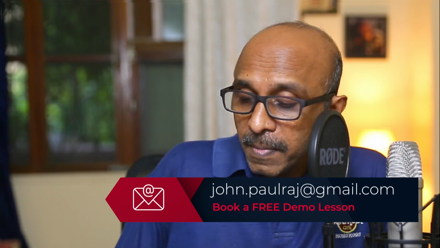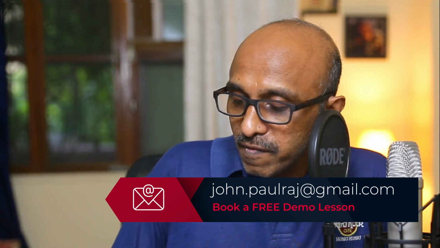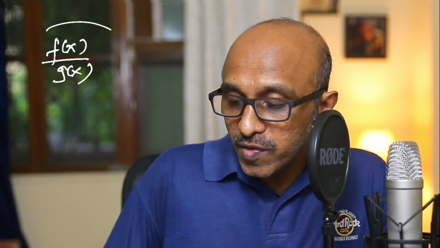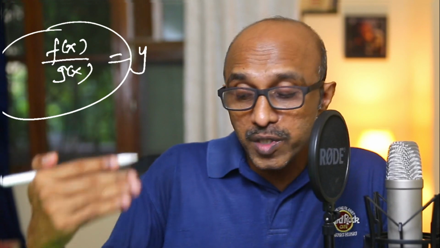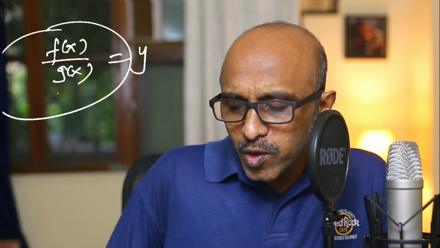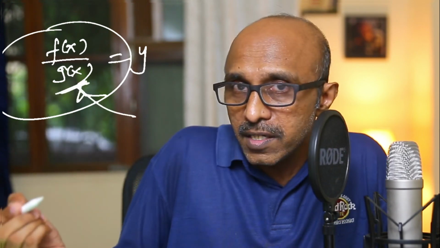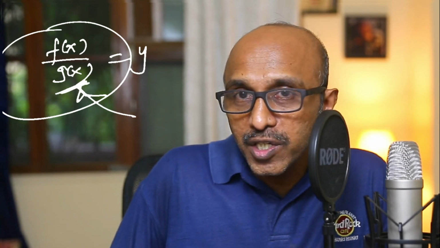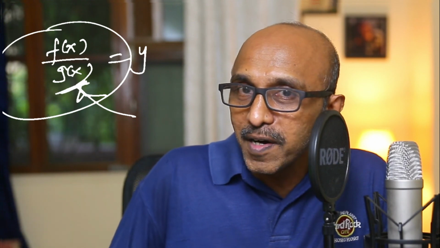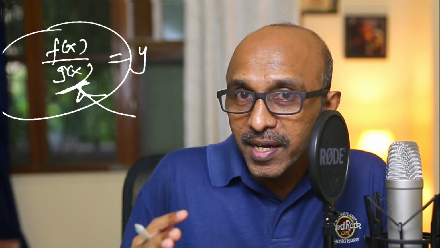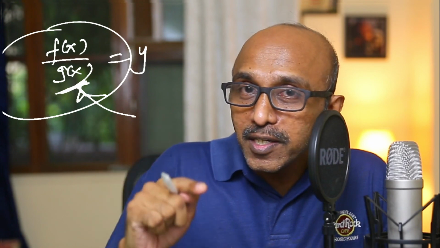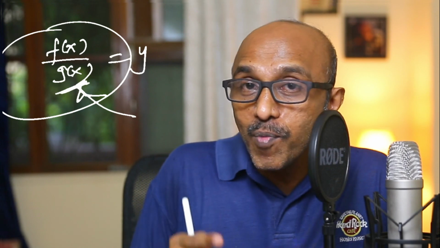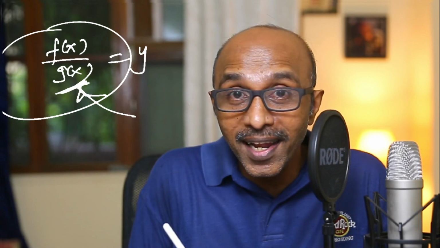So what did we learn today? That whenever you have a rational function of the form f of x over g of x, the domain of this rational function, y is equal to f of x over g of x, will not contain the values of x where g of x becomes 0, correct? Okay, but that does not mean that for those values of x where g of x becomes 0, you will always have a vertical asymptote. Check with the numerator. If factors of the numerator cancel with those factors of the denominator, you may have a hole in the graph.